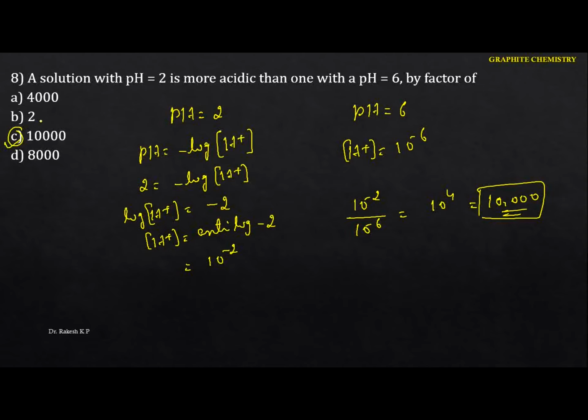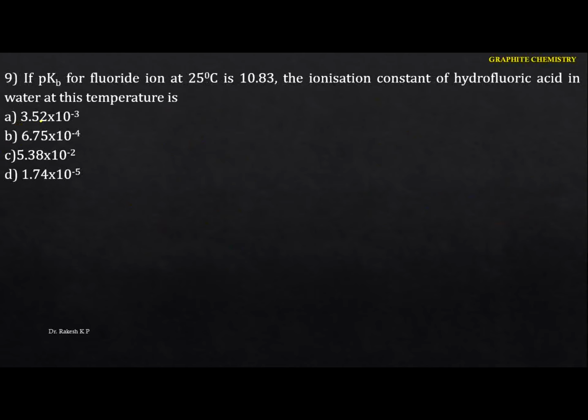Okay, next one. If the Kb for the fluoride ion at 25 degrees Celsius is 10.83, the ionization constant of hydrofluoric acid in water at this temperature is, okay, so let me write the particular relation here. So we know that pKa plus pKb is equal to pKw. Okay, so here they have given the pKb value. Okay, just go to this one here.